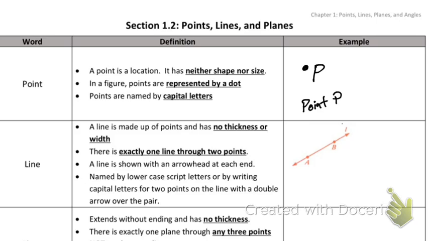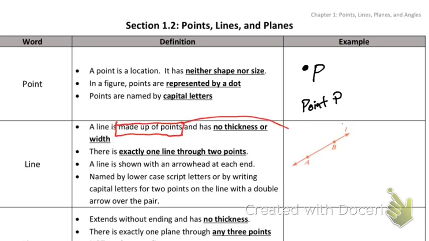Now, if we take 2 points and put them together and we draw a line through them, that makes a line. We're connecting 2 points to make a line. So our next thing is a line. And a line is made up of points and has no thickness or width. It just has length. I do want to point out something. It is made up of points.